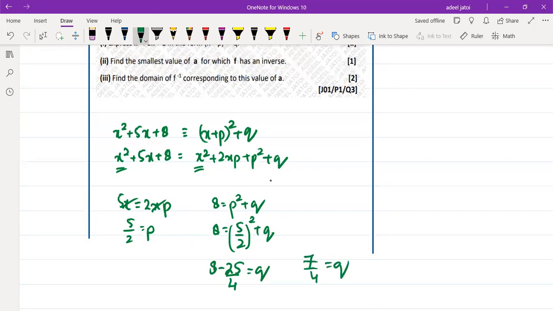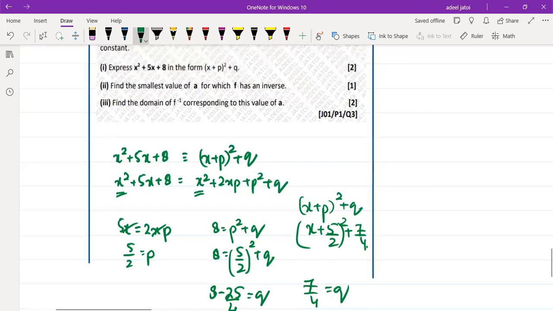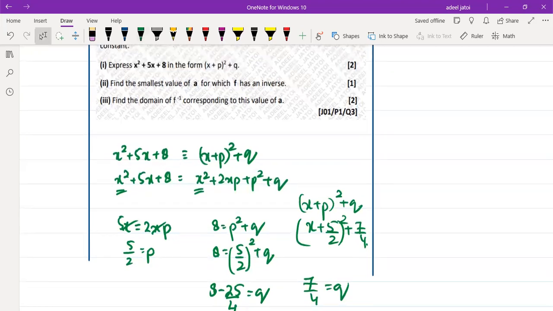The question says (x plus p) whole square plus q. So the values are 5 upon 2 as p and 7 upon 4 as q, just to make sure that we are comparing it. Find the smallest value of a for which f has an inverse.